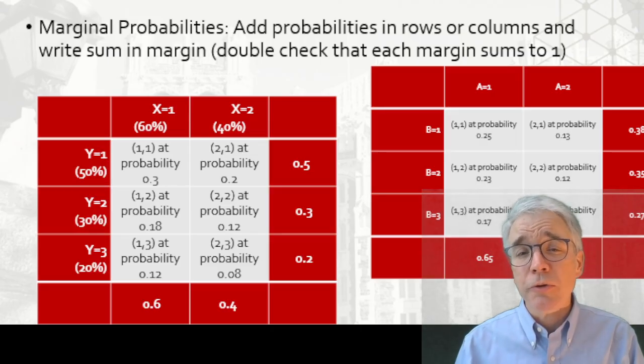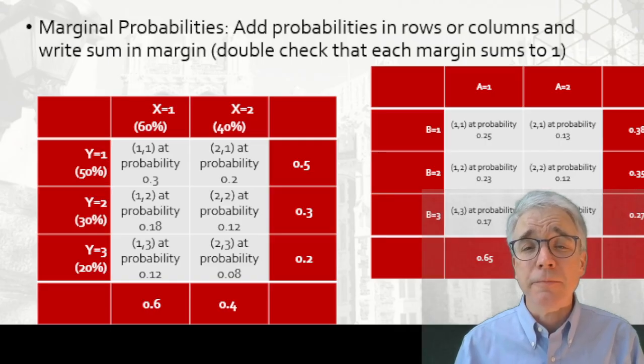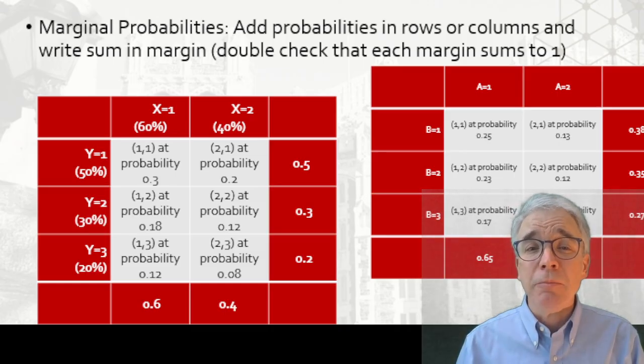You could do the vertical sums as well. X equals 1, then y can take any of 3 values, add up those to get 60%. If x equals 2, the sum is 40%. There on the right-hand side with A and B, we calculate the marginal values. So the row sums are 38, 35, and 27%, while column sums are 65 and 35%.